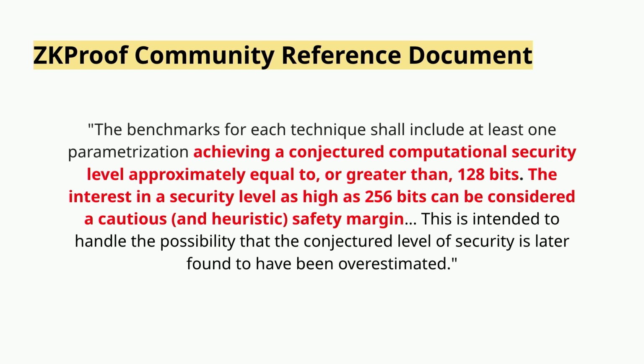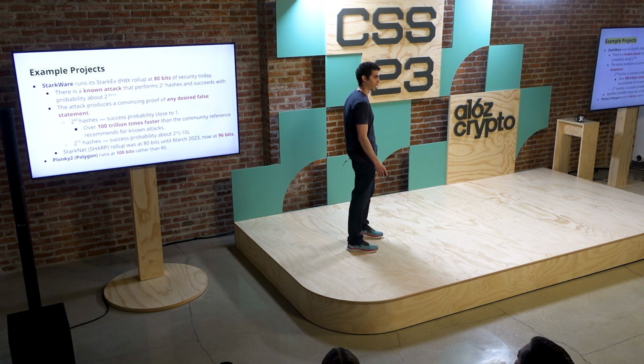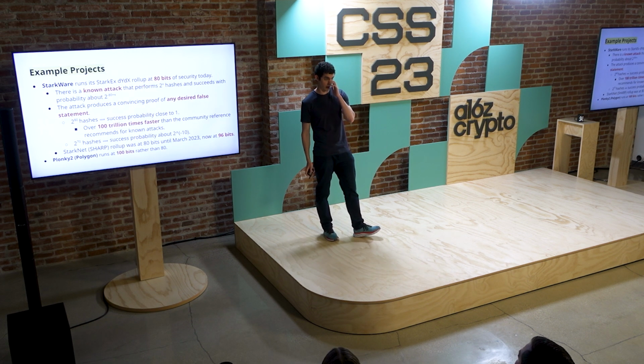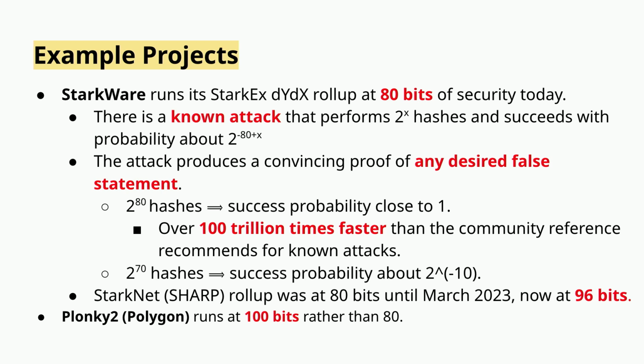It basically says if you're benchmarking a SNARK, in a paper or something, to understand its performance, you should have the security level set to at least 128 bits. It actually says ideally you'd go higher than that. I'll say a little bit in a second what 128 bits of security means, but it's just a measure of how secure the SNARK is. This is not what the SNARK community is deploying today, not all of them anyway. For example, StarkWare today, with its StarkEx dYdX rollup, is at 80 bits of security.